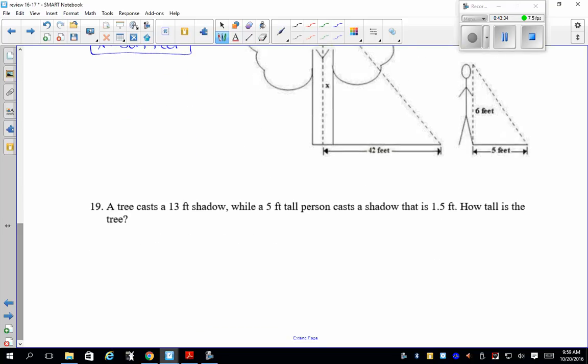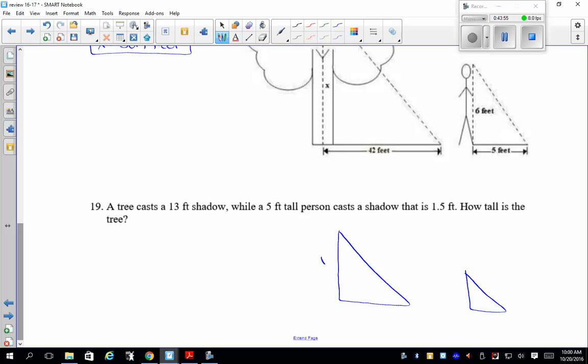Okay, number 19 is the same, except I don't have a picture. So I'm going to draw the triangles here. Tree casts a 13-foot shadow, while a 5-foot tall person casts a shadow that is 1.5 feet. How tall is the tree? It's the same exact problem, so I'm going to draw these triangles again.